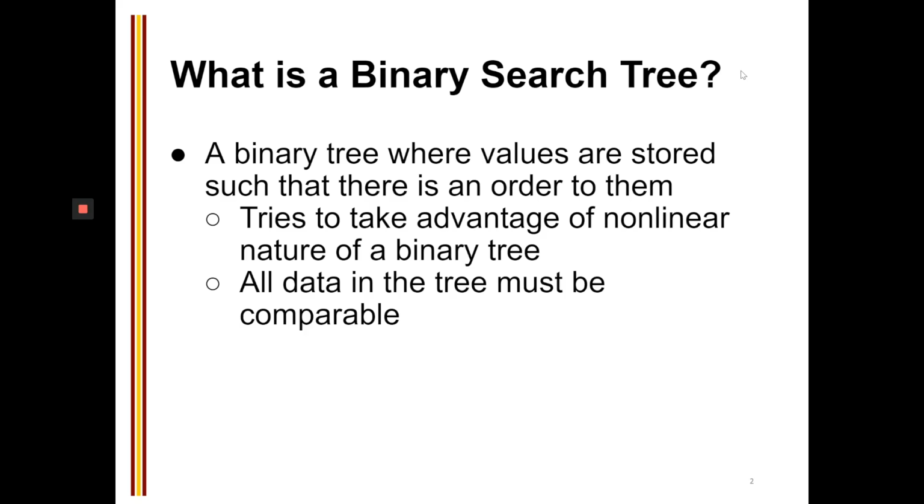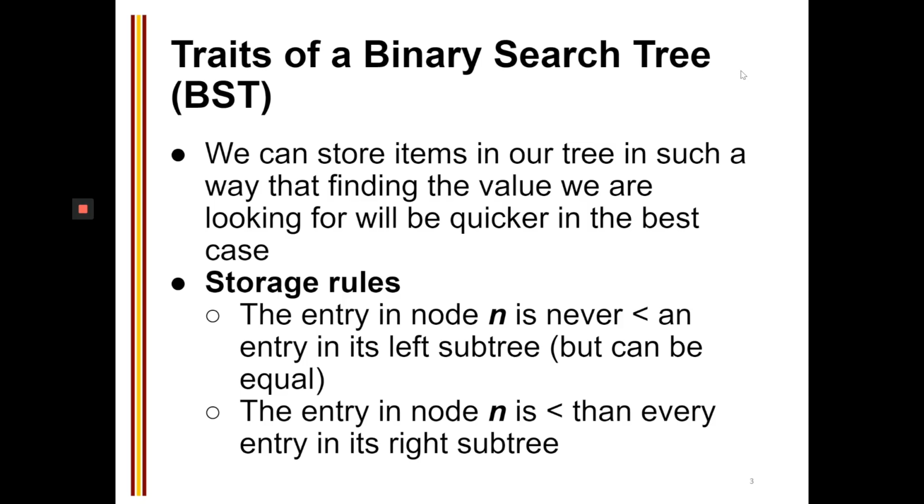But because you have to order these things in this binary search tree, that's where that last bullet comes in. All data in the tree must be comparable. So you've got to have some way to compare the data to one another in the tree. So here are the kind of traits of our BST.